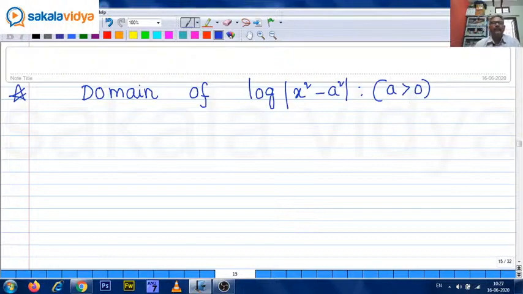Okay, the domain of log of mod of x square minus a square. What is the answer? Anybody? Just look at the screen.